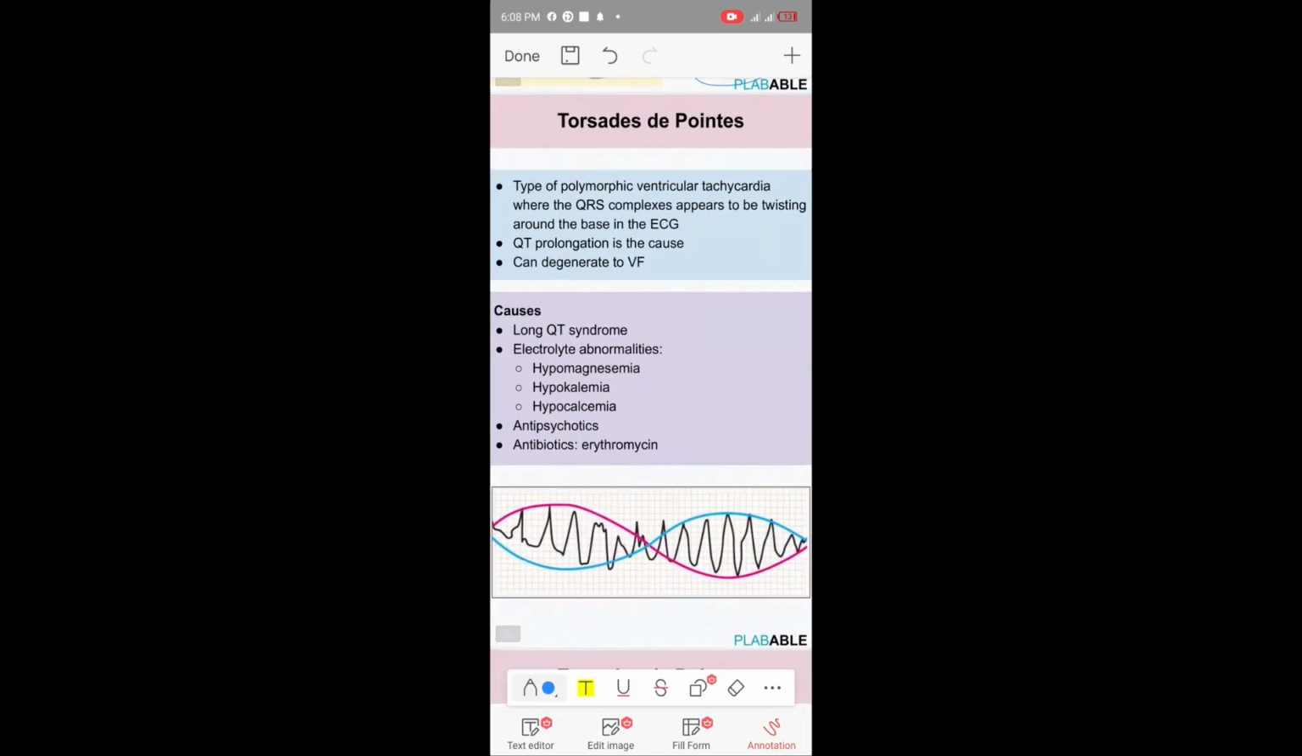Now, Torsades de Pointes, okay, that's a polymorphic VT. This means twisting around the point. If I could draw this thing, it's like this. Okay, it's a polymorphic ventricular tachycardia. QT prolongation is the cause, and it can go into VFib. That's a problem. So causes of long QT, electrolyte abnormalities, all the causes of long QT, the long QT can go into VT and then to VFib. The causes of long QT we're going to discuss later on.